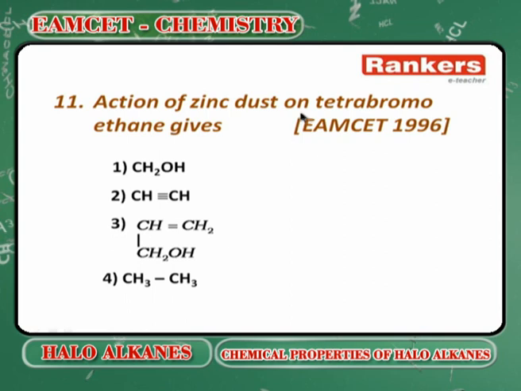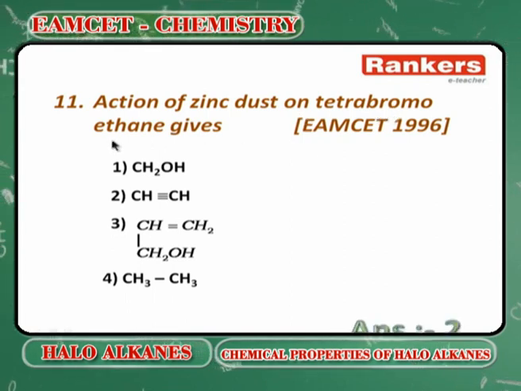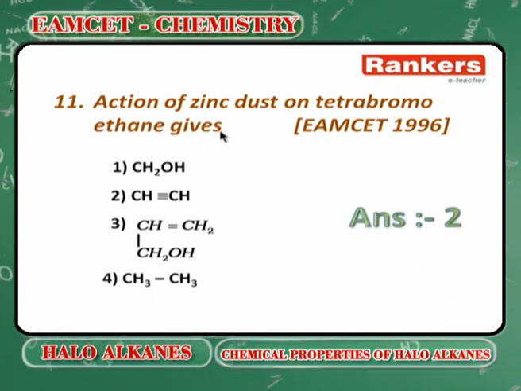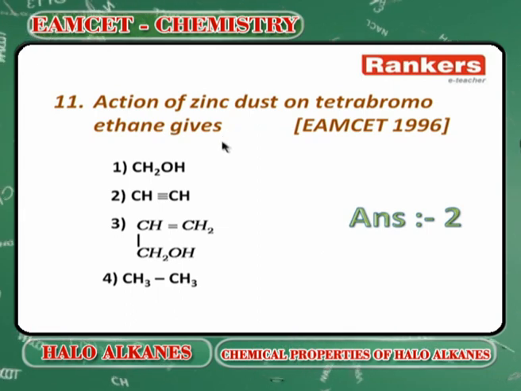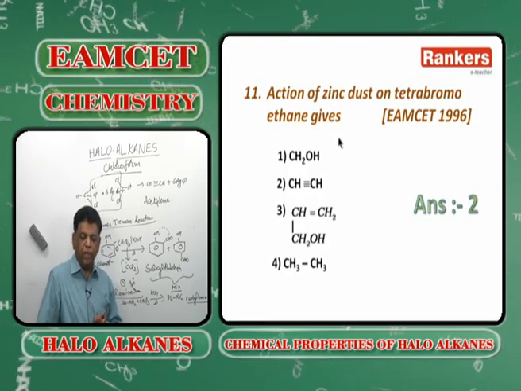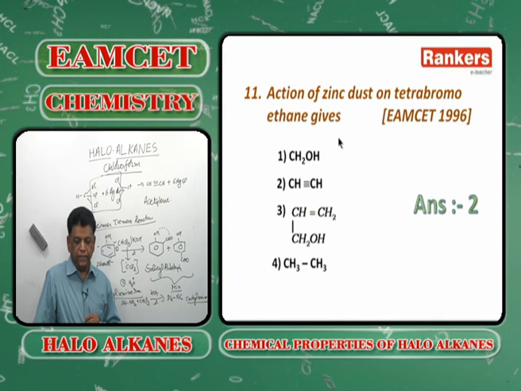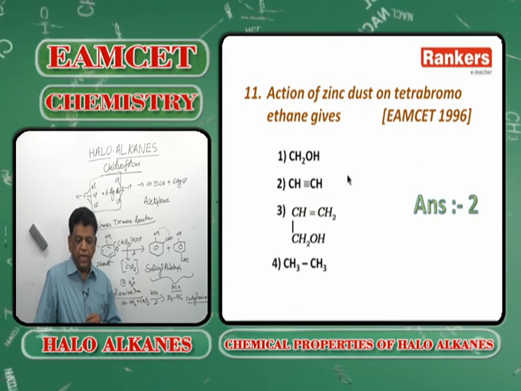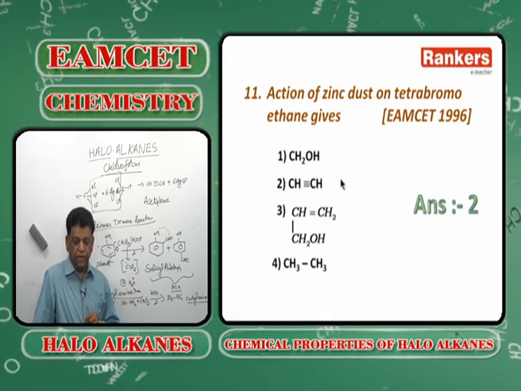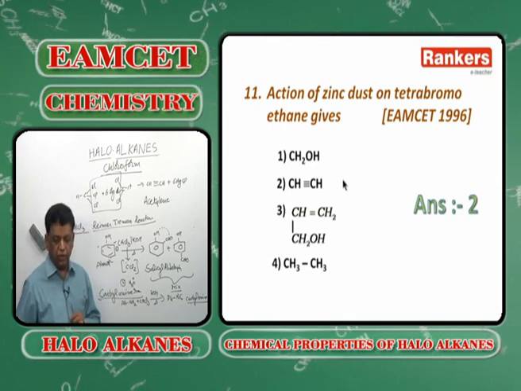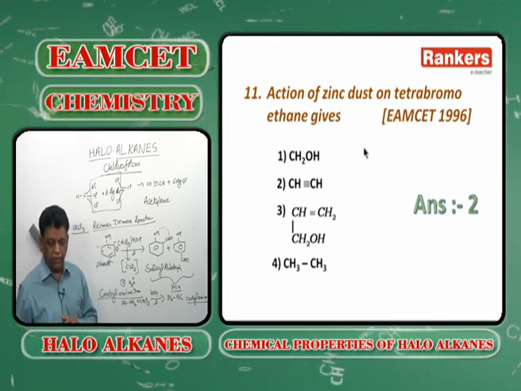Action of zinc dust on tetrabromoethane. If four bromines are there, zinc eliminates them and you will get an acetylene compound. This is not closer to the topic, however it has entered into this topic.